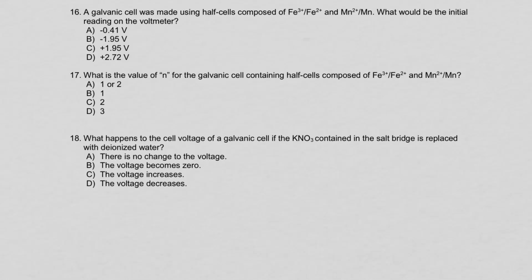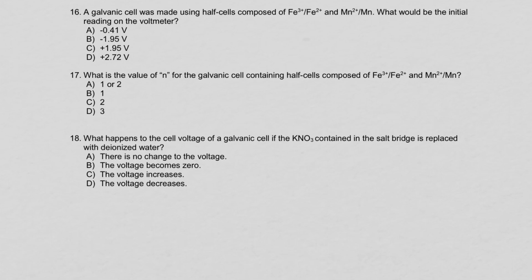In 18, it says, what happens to the cell voltage of a galvanic cell if the potassium nitrate contained in the salt bridge is replaced with deionized water? Hopefully students are really understanding what's going on with the salt bridge. The whole purpose of the salt bridge is to provide a soluble salt, which are ions, cations and anions that can flow into corresponding cells to neutralize charge so that electrons can flow. So KNO3 is a great choice. K+ and nitrate ions are both spectator ions. They're not going to form precipitates with any other ions that are already in the solution in either cell.